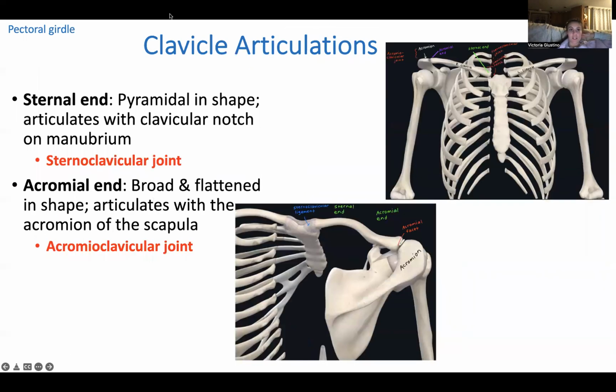And now getting into the articulations. Remember the sternal end, the more pyramidal end, articulates with the clavicular notches of the manubrium of the sternum at the sternoclavicular joint. And then moving laterally, that acromial end, the more flattened portion, is going to be articulating laterally with the acromion of the scapula. So you can see that all right here, and notice that this looks like it's kind of pointing away because we're looking at it posteriorly, but yeah.